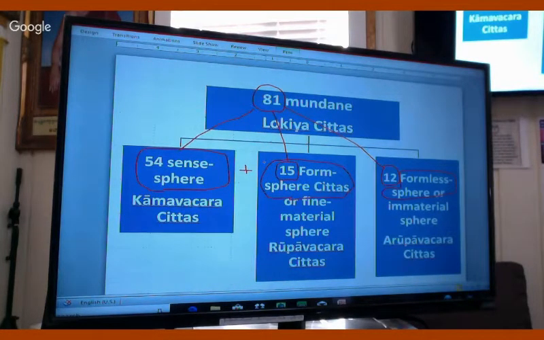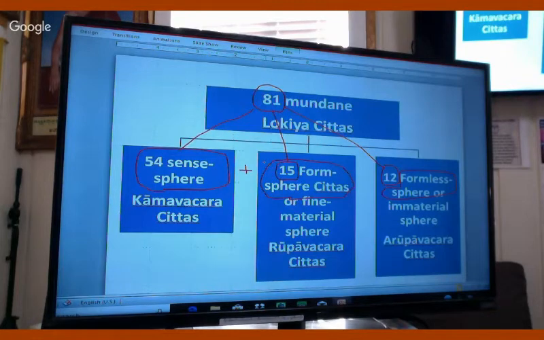You need to know that in the Lokiya Chitta, mundane consciousness, there are 3 groups, 3 categories. One category is the sense sphere, another category is the form sphere, and the other category is the formless sphere. They are according to the existence. We separate like this, according to the existence: 31 kinds of existence, sense sphere 11, form sphere 16. The place, I mean, not chitta, the plane or existence. And then formless sphere is only 4. What are those 4 formless spheres?